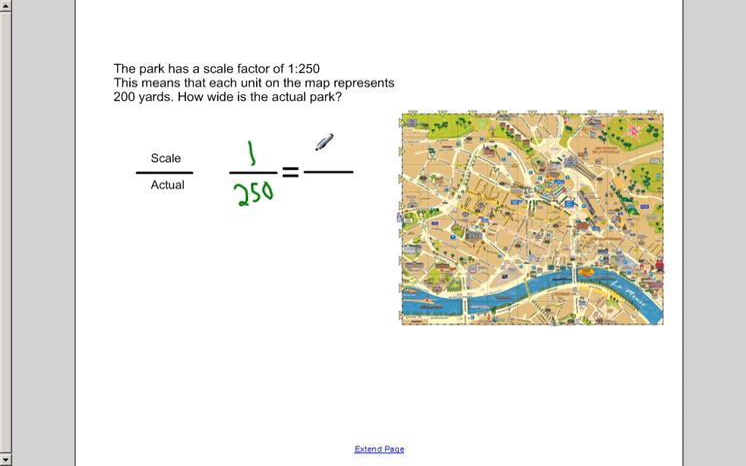All right, so you should have set up this other part of the ratio where the width is 1, 2, 3, 4, 5, 6, 7, 8. It's 8 units tall or wide. Then if we use cross products, we could figure out what W is, or we could see that 1 times 8 is 8. So 250 times 8 would be 2,000. So the actual width is 2,000 yards.